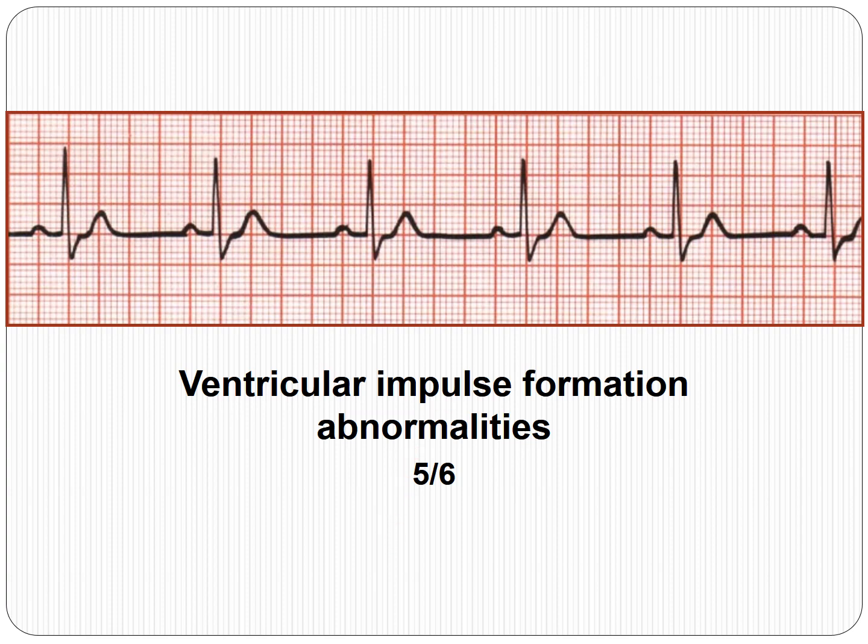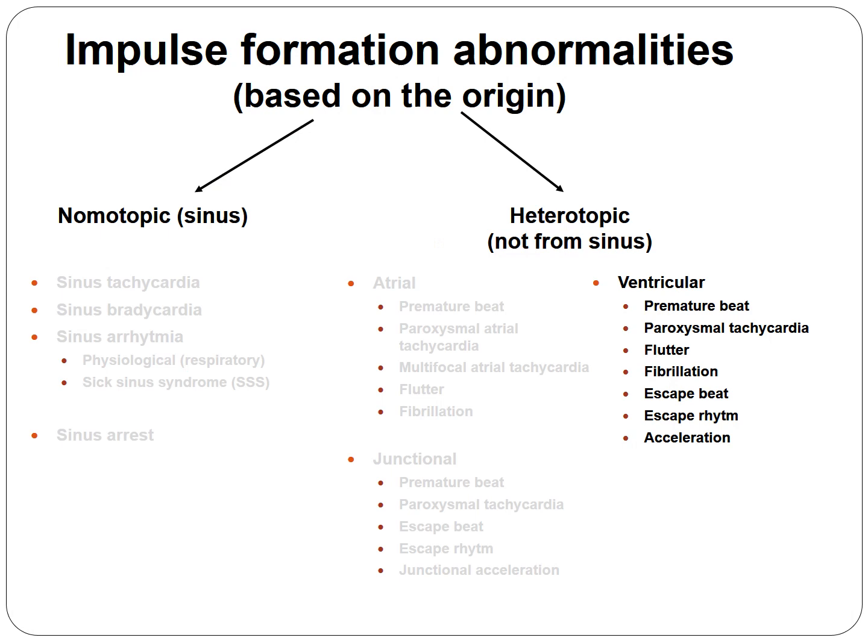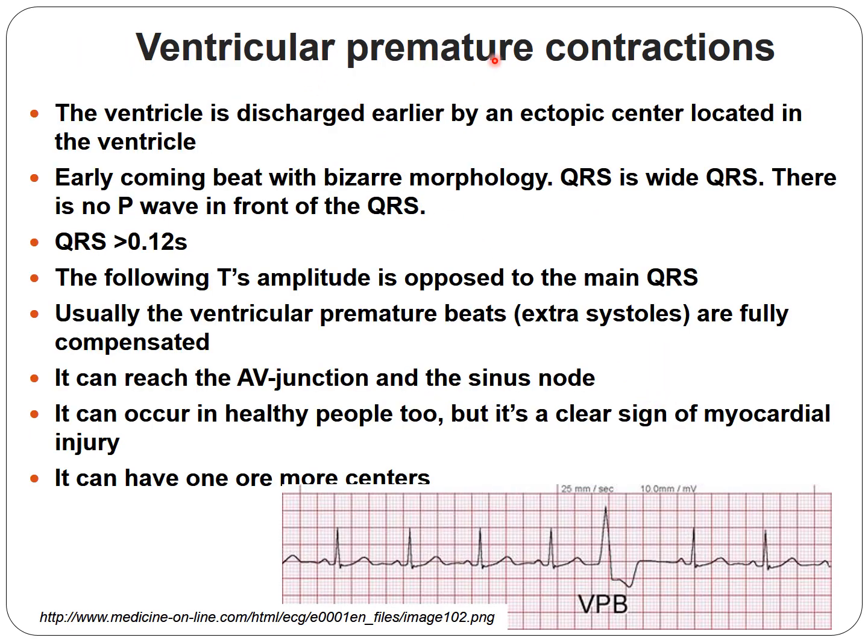Ventricular impulse formation abnormalities. Ventricular impulse formation is very similar to the atrial one, except we do have the escape beat because we do have nodal tissue in the Purkinje fibers. We can have premature contraction when the ventricle is discharged earlier by an ectopic center located in the ventricle.